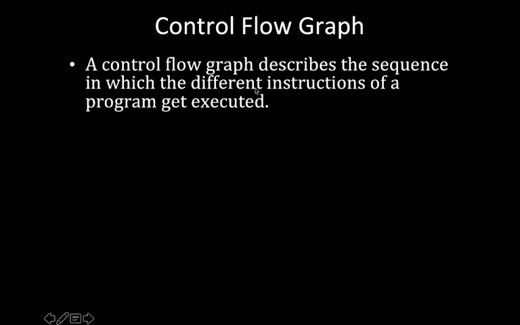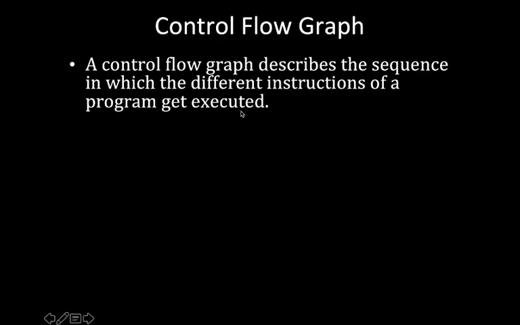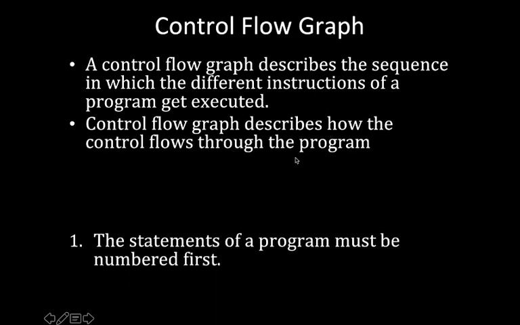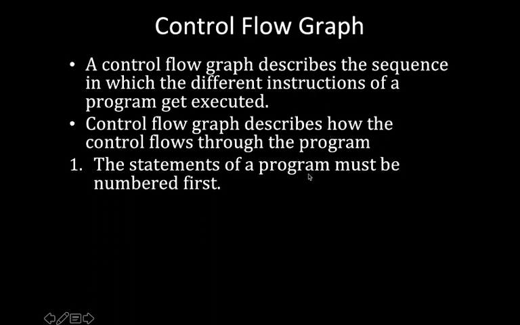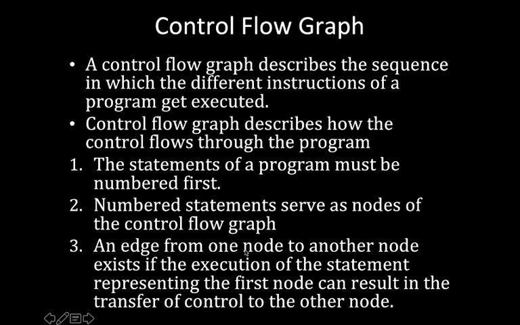A control flow graph describes the sequence in which the different instructions of a program get executed. It describes how the control flows through the program. The statements of a program must be numbered first. Then the numbered statements serve as nodes of the control flow graph. An edge from one node to another node exists if the execution of the statement representing the first node can result in the transfer of control to the other node. Then there will be an edge.